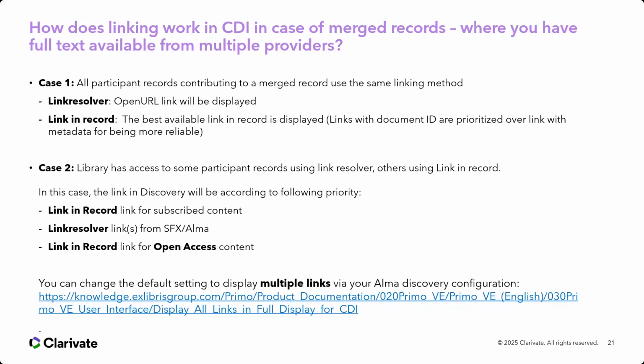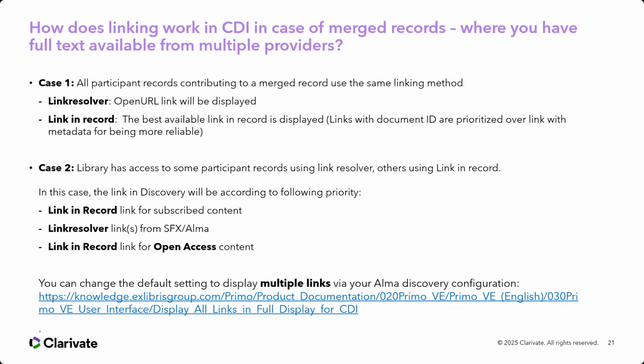For the link resolver, we just show the links from Alma, from the link resolver. So it will be an OpenURL link, multiple providers, so multiple links in the full display. And for the link in record, we choose the best available link in record link. So we prioritize providers, and we will make sure that links with the document ID, for example, are prioritized over metadata because they're more reliable. So we have a prioritization internally in CDI.